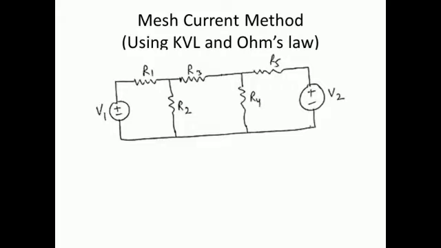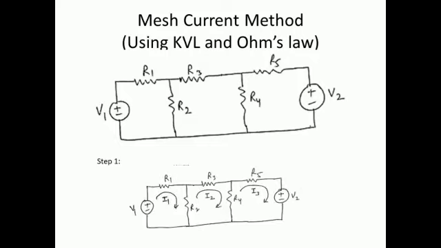So for the given circuit, which consists of two voltage sources V1 and V2 and 5 resistors R1, R2, R3, R4 and R5, we have to follow 3 steps to analyze it using the mesh current method. In step 1, we have to identify the meshes and take any direction, preferably clockwise, as the direction for all mesh currents. You can see that we have taken a clockwise direction for all the 3 mesh currents I1, I2 and I3.